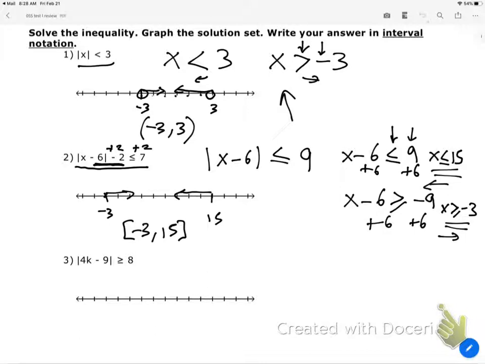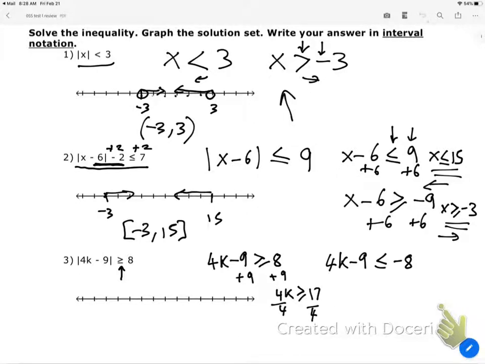Now, the first two were less thans. This one is a greater than, but you still do the same idea. Take the 4k minus 9, put it greater than or equal to 8, exactly as it's written. Then also, you've got the 4k minus 9, but again, you change the direction and you change the sign. So for both of these, we're going to add a 9. So this one is 4k greater than or equal to 17. If you divide by 4, k is greater than or equal to 17 fourths. So that's one answer.